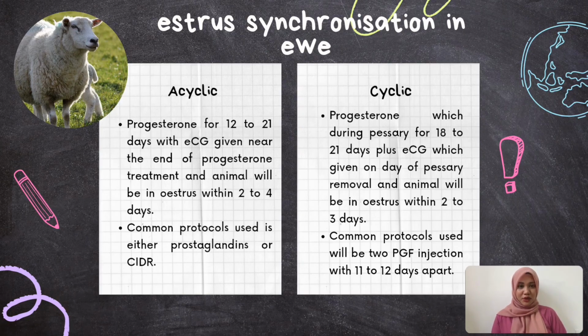The most common protocol used for acyclic is either prostaglandins or CIDR. Then for cyclic, progesterone via pessary for 18 to 20 days plus eCG given on the day of pessary removal, and the animal will be in estrus within 2 to 3 days. The common protocol used is 2 PGF injections 11 to 12 days apart.